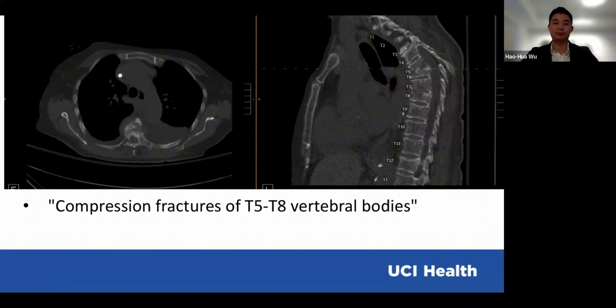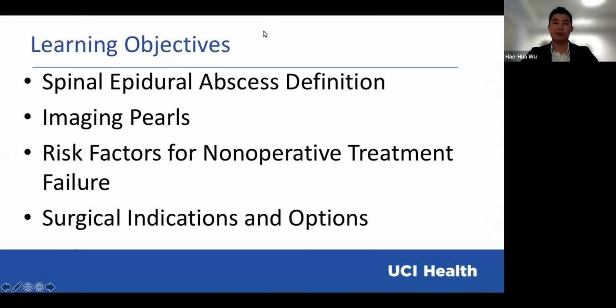And the learning objectives that we have for this talk is that first we're going to define what a spinal epidural abscess is, how that's different from osteomyelitis, discitis, and paraspinal abscess. We'll talk about imaging pearls and focus on risk factors for non-operative treatment failure. And if you do need to do surgery, what are the indications and options?